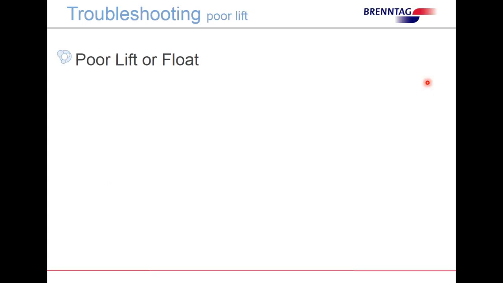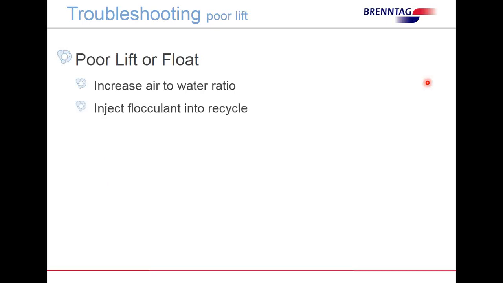So let's talk a little bit about poor lift, or float. So you want to, again, consider increasing the air-to-water ratio. Inject your flocculant into the recycle. Again, I'm a big fan of that. Now, another thing to consider is try a higher molecular weight or a higher charge flocculant. Typically a higher charge. What you're trying to do is make a larger particle size. If you're, say, 30% charged anionic, consider looking at a 40%, making it a larger floc. Might give you better mixing, might give you better lift, might give you better air entrapment.